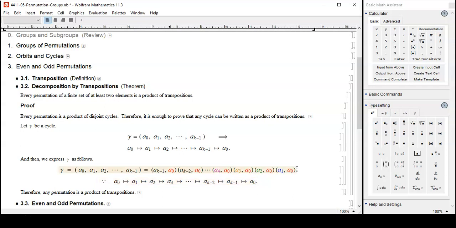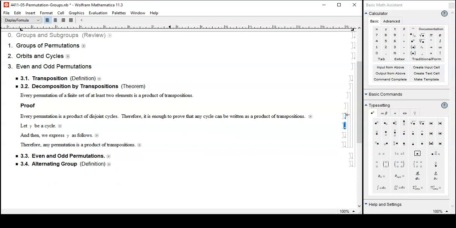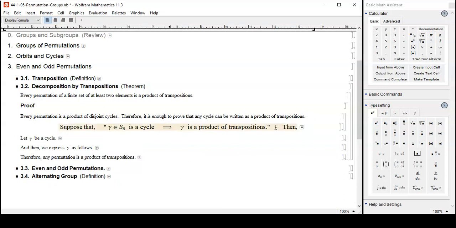So starting from the right, apply those. And as for this, it's not just a proof, it's a computational formula: (A0 A1)(A0 A2)(A0 A3)(A0 A4)(A0 A5), and all the way up to (A0 A_{k-1}), from right to left. Thanks to this, we ended up proving this: if gamma is a cycle, then gamma is a product of transpositions. We proved it now.